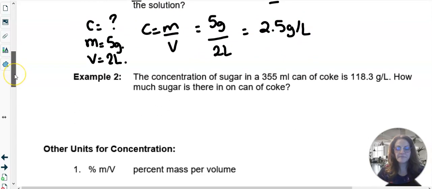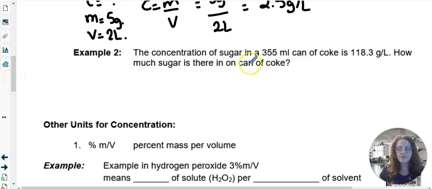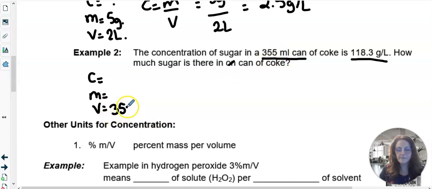I'm just reviewing it. The next example: the concentration of sugar in a 355 milliliter can of Coke is 118.3 grams per liter. How much sugar is there in a can of Coke? There's a little bit of a typo here. So again, I go ahead and write my information, C equal, M equal, V equal, and I read again and look at my information. 355 milliliters, that goes under volume. And then the concentration is 118.3 grams per liter. And it says how much sugar, so I'm looking for mass.